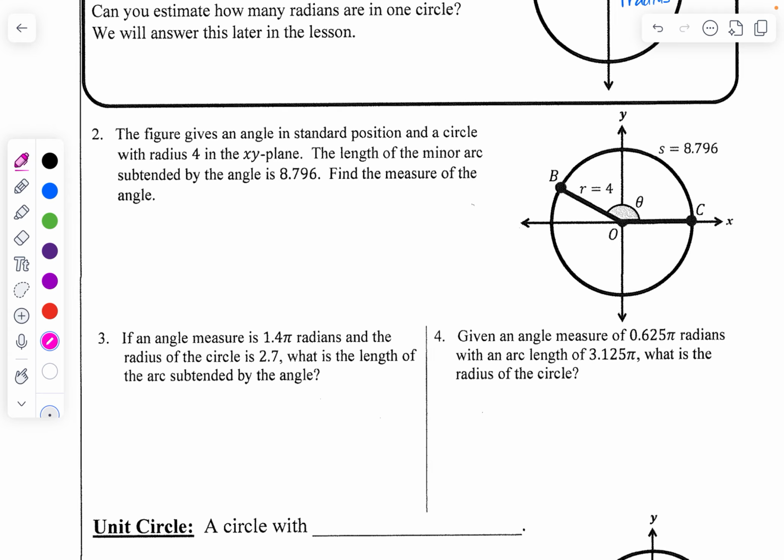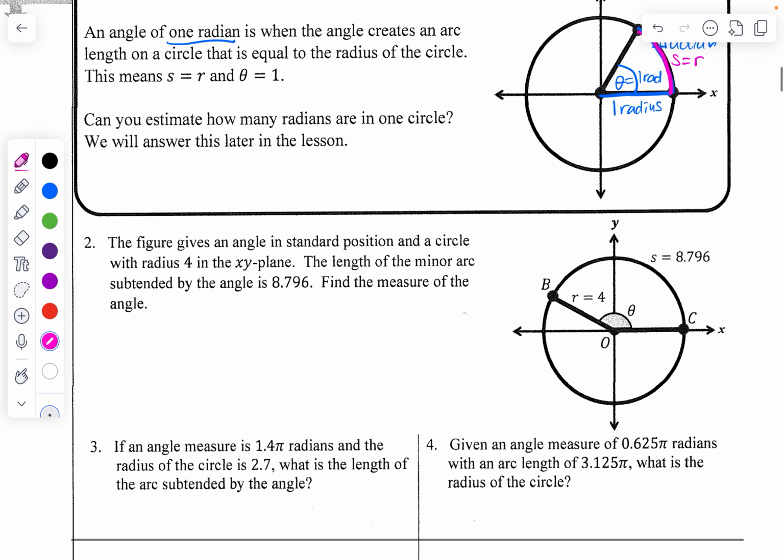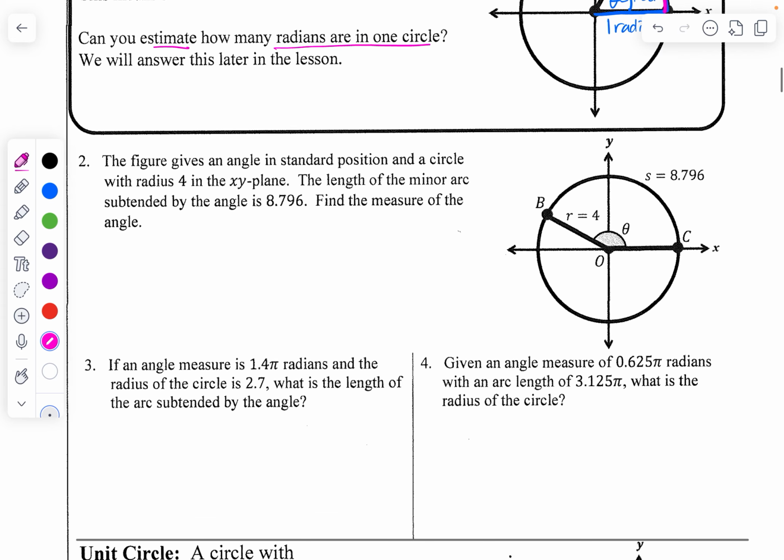Okay, so I'm going to ask you this. Can you estimate how many radians are in one circle? Maybe if you were paying attention today, put in your estimate and we'll see if it works.